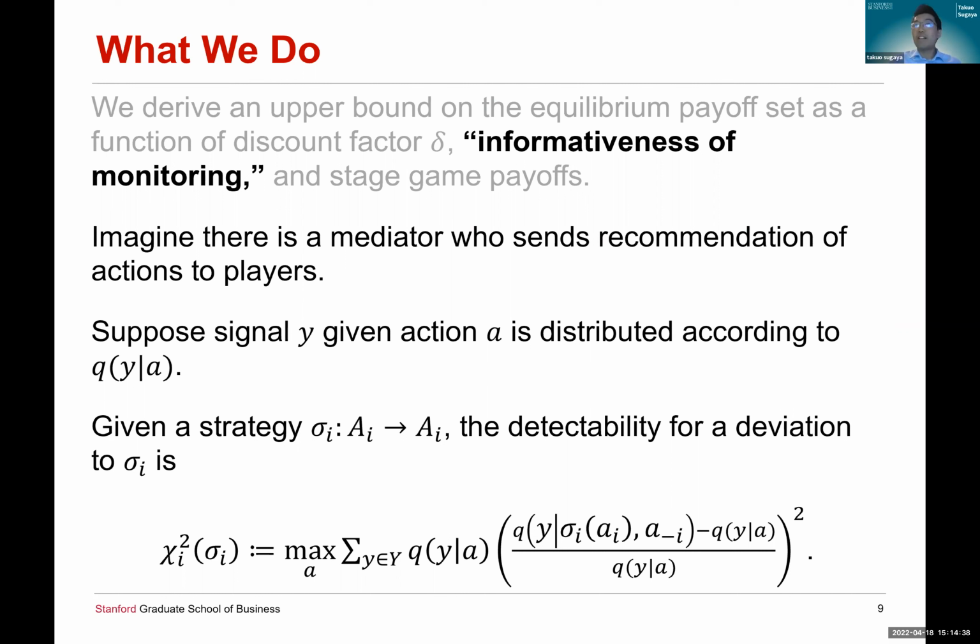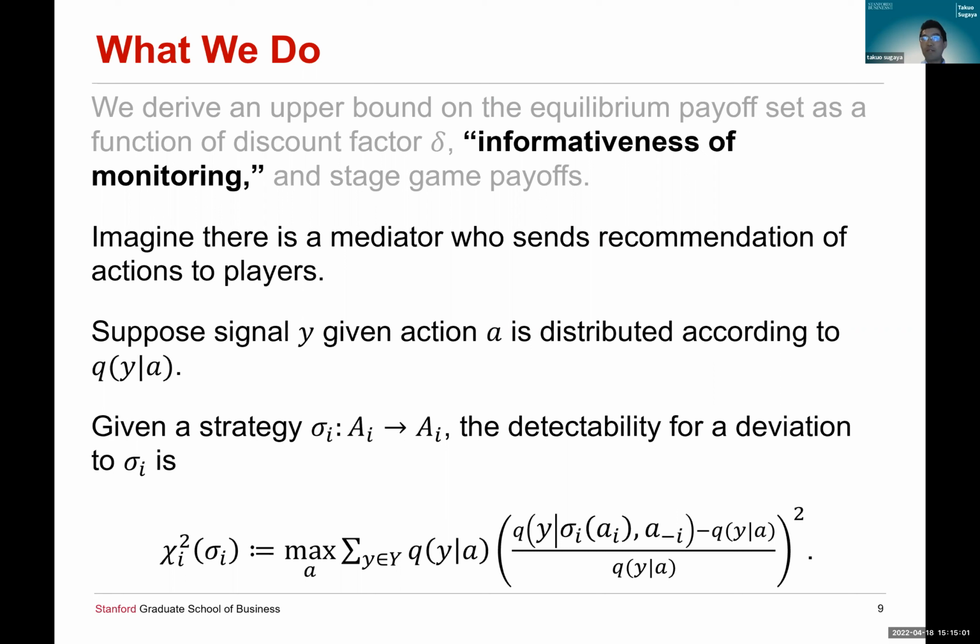So that's why this information measure is independent of how information is dispersed among players. In some sense, we focus on the informativeness of the signal available to the community or society of the players as a whole, rather than how it's distributed among players.